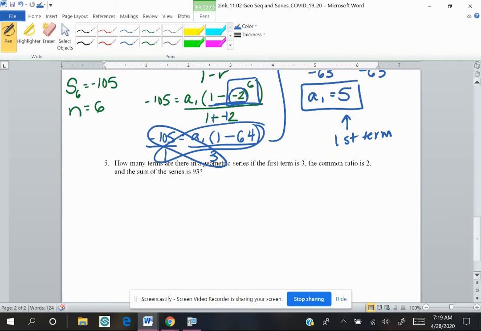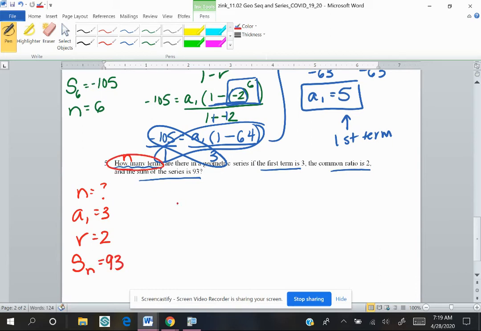Number 5, how many terms are there in a geometric series if the first term is 3, the common ratio is 2, and the sum is 93? So this time I'm being asked how many terms, which means I'm looking for n. My first term, a sub 1, is 3. My common ratio is 2. And my sum of however many terms, so n terms, is 93. Because I don't know how many terms, that's what I'm looking for.